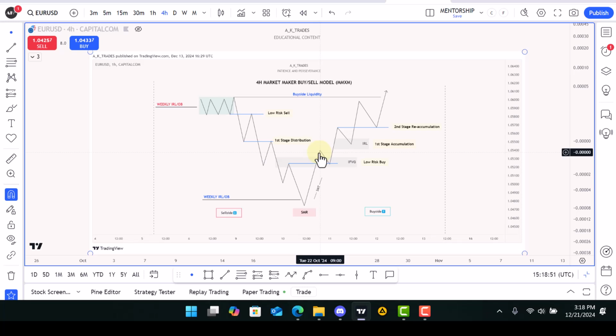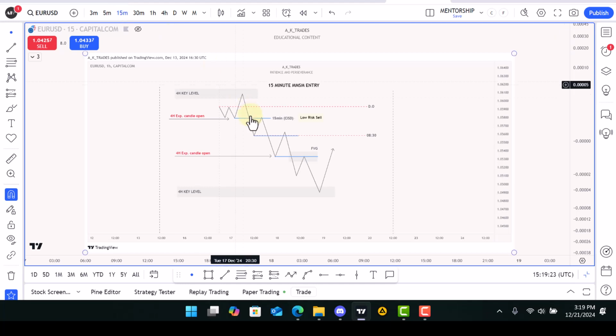So on the 4-hour chart, when this has been established, a reversal has been established, what we are looking for is to enter off at this level. That is when price comes back to respect the change in state of delivery or order block on the 4-hour chart. So when price respects this key level on the 4-hour chart, all that we are going to do is drop down to the 15-minute chart.